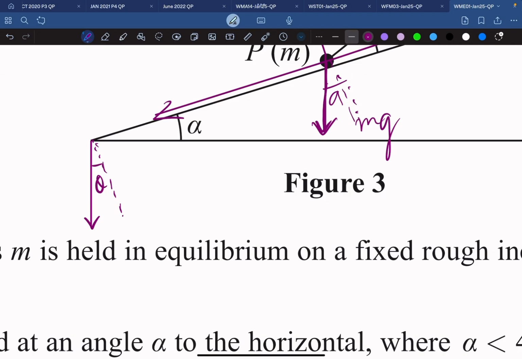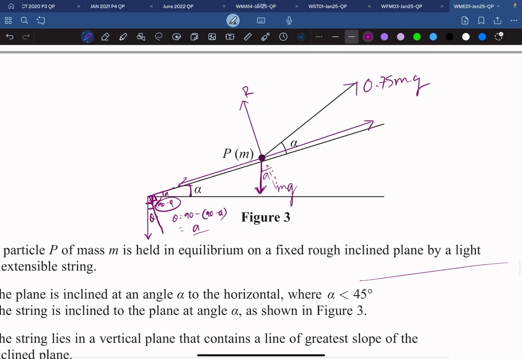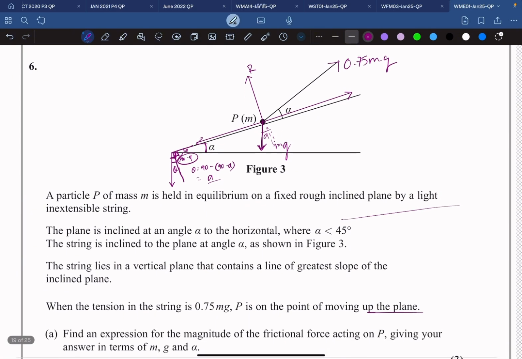Now we need to find out theta. We can see that this line right here is perpendicular to the slope, so that's 90 degrees, and we know that this is alpha, so this is going to be 90 minus alpha. And we know that this thing is perpendicular as well, so theta is just going to be 90 minus alpha, and then you end up with alpha. That's how we know that that's alpha. That's just one of the ways to prove it. There are many other ways. Okay, let's not waste time.